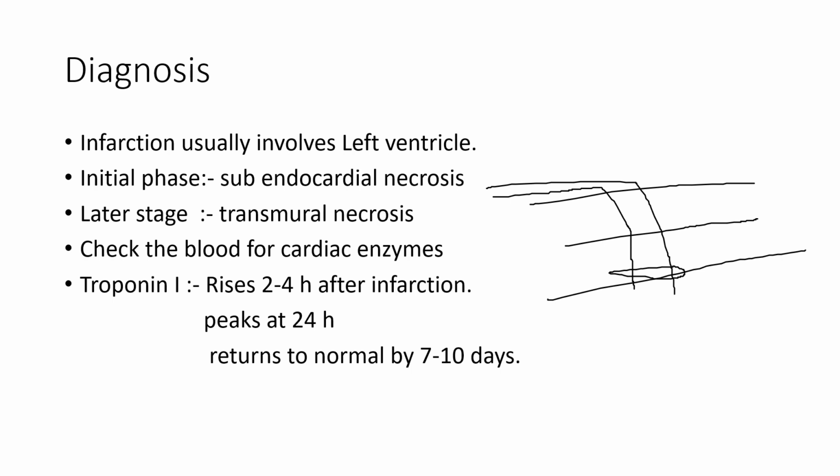Okay, so that's why we get the initial stage as a subendocardial necrosis. Okay, and then later we get the transmural necrosis. Why? Because there is a complete obstruction of the coronary artery, so the blood does not go to the whole heart. That's why we get the transmural necrosis.